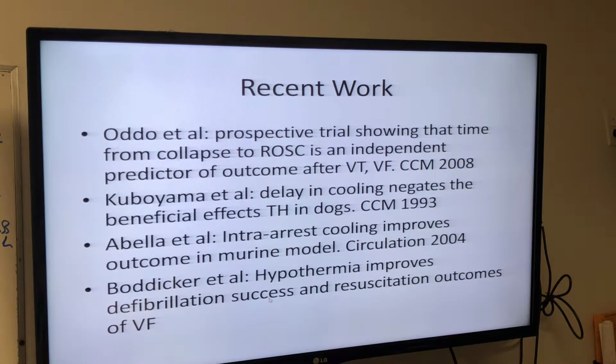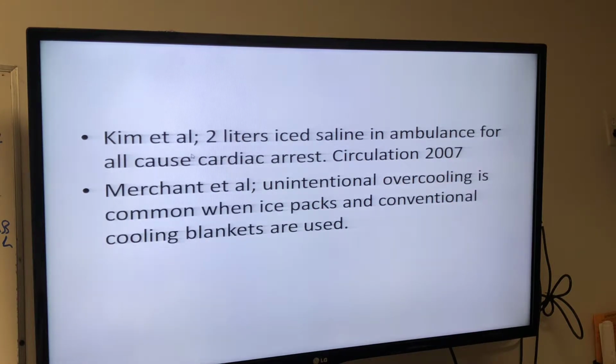Boddicker published that hypothermia improves defibrillation success. So if you're cold, your defibrillation is better. We see that in the cardiac OR all the time. In Australia, what they did, and actually in some towns here in Massachusetts, they had 2 liters of iced saline in the ambulances. So when somebody has a cardiac arrest, they give it to them in the ambulance to start the cooling early.